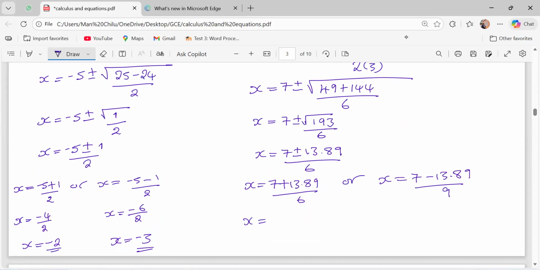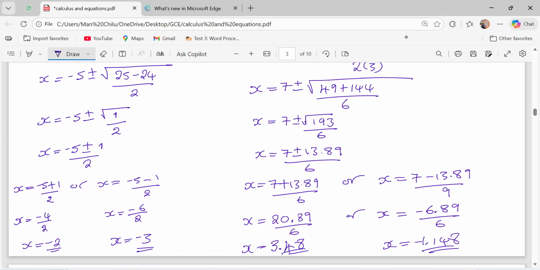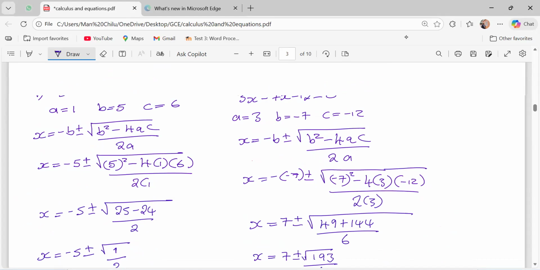Our x will be equal to 7 plus 13.89, we'll get 20.89. We divide by 6. Our x will be equal to 3.48. While the other side, x will be equal to 7 minus 13.89, we get -6.89. We divide by 6, our x will be equal to -1.148. So that's how you solve using the quadratic formula.